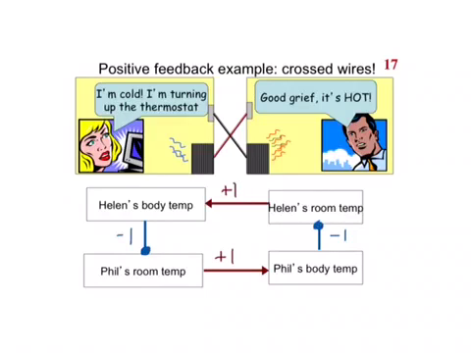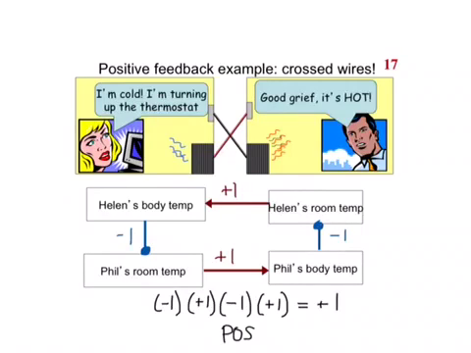So now what's going to happen? So let's trace around this feedback loop. And so to figure out whether this is a positive or a negative feedback, we would take a -1 times a +1 times a -1 times a +1, and that should give us a +1. And so you see this is a positive feedback cycle. So we have -1 times +1 times -1 times +1 equals +1, which is a positive feedback.